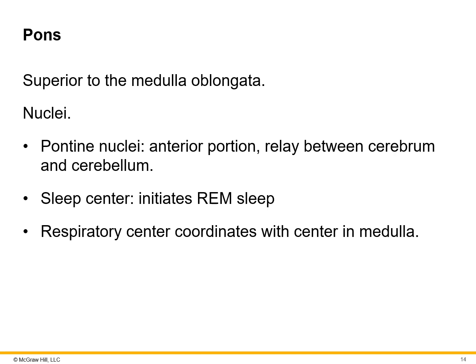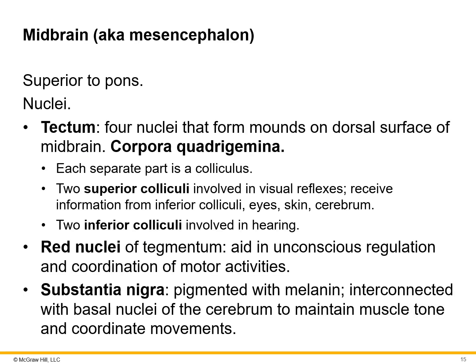Then our pons, again, just above the medulla. Some of the nuclei that are in there are the pontine nuclei. This relays information between the cerebrum and cerebellum. The sleep center is involved here, as well as the respiratory center that gets controlled here in the medulla. Then the midbrain, that mesencephalon that we mentioned earlier, just above the pons. So we have quite a few nuclei here.